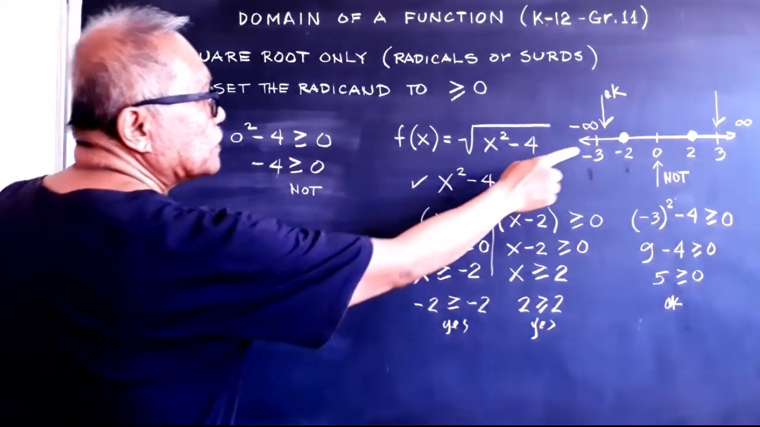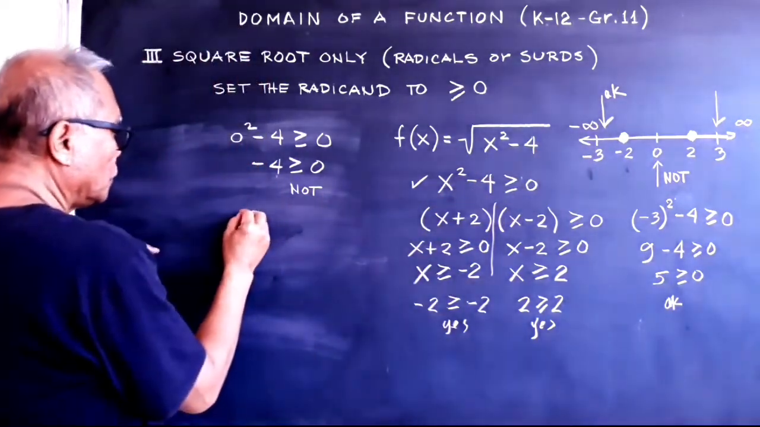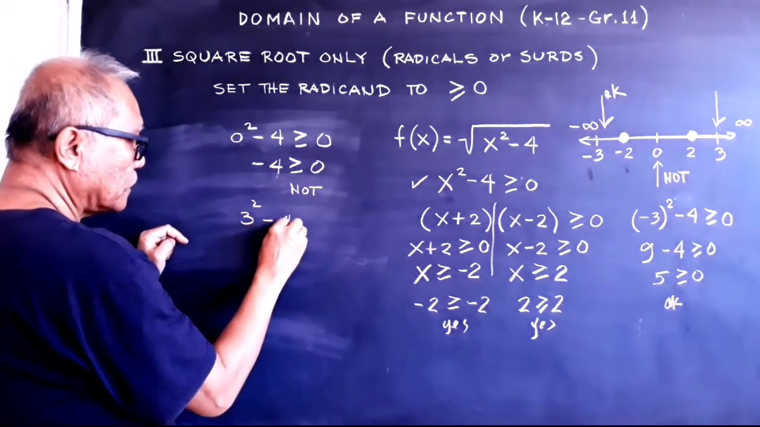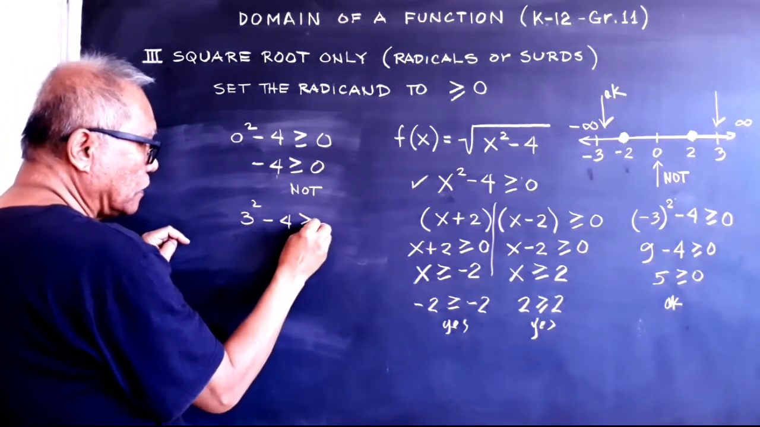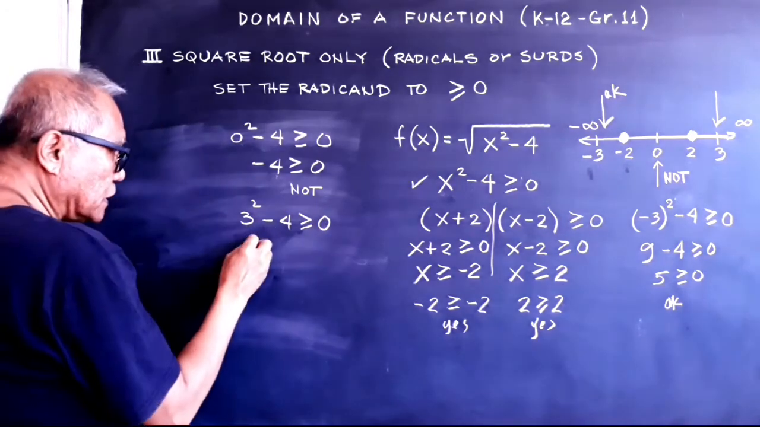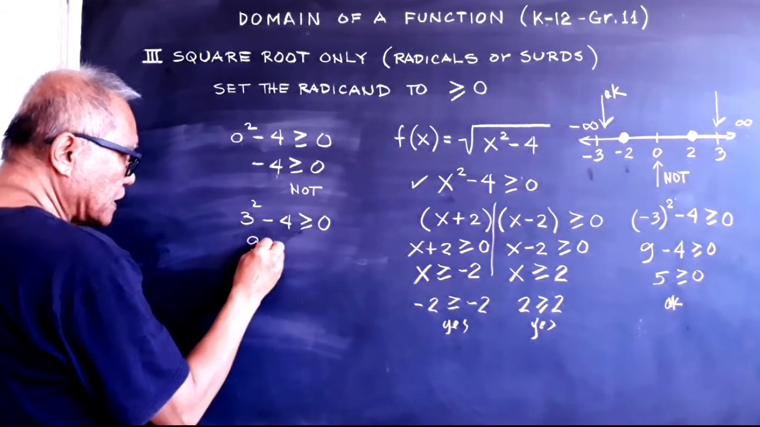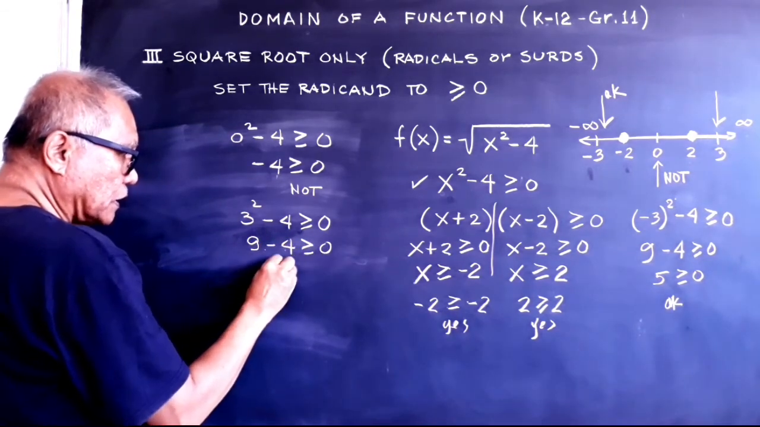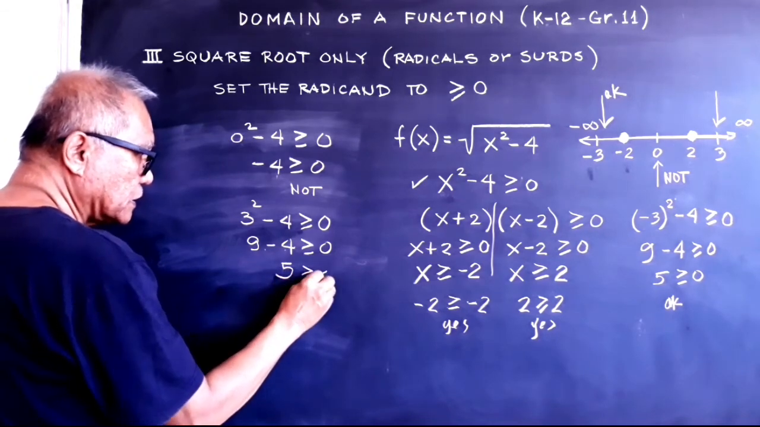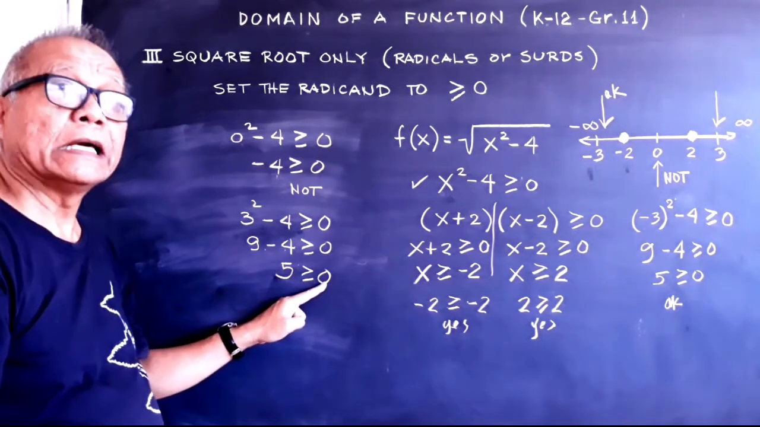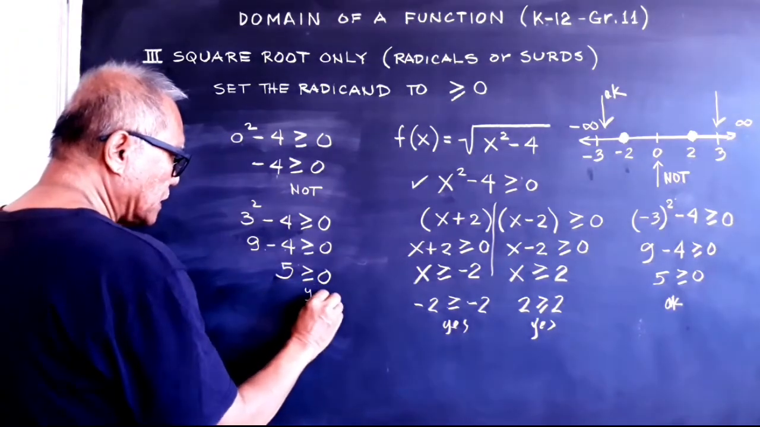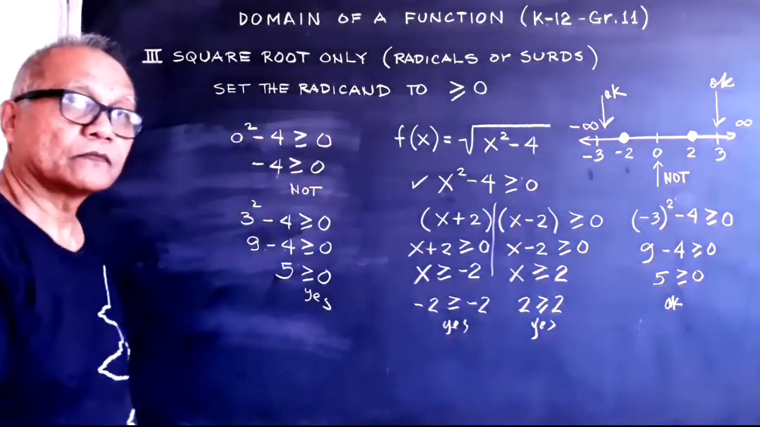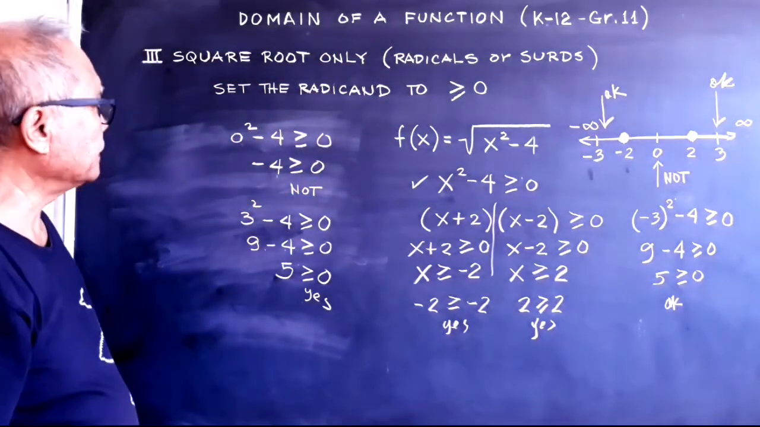Then we check the region from 2 to positive infinity. So here again, we check the 3, not the 2. So you have 3 squared minus 4 should be equal or greater than 0. 3 times 3 is 9, minus 4. 9 minus 4 is 5, greater than 0. Is 5 greater than 0? Yes. So this one is a yes. Then this one is okay also.